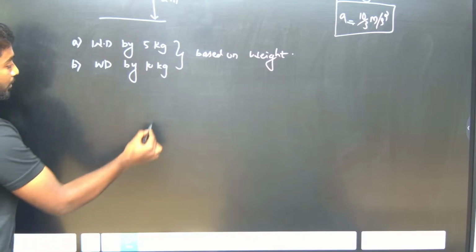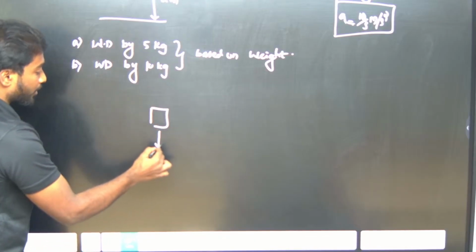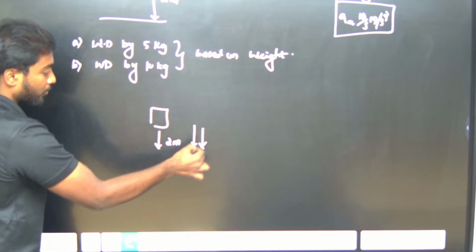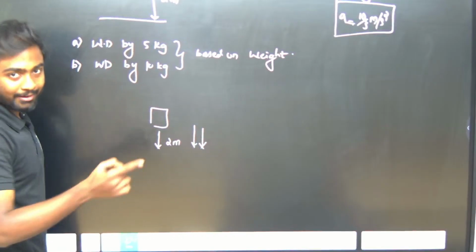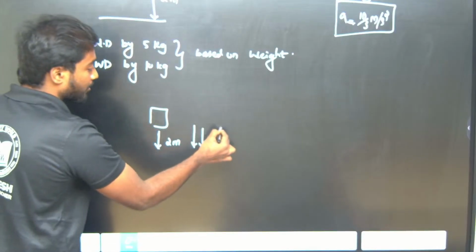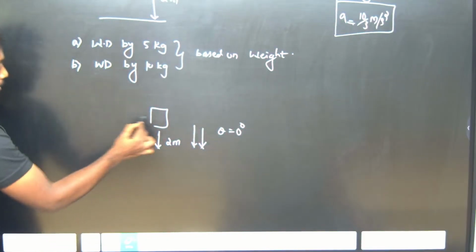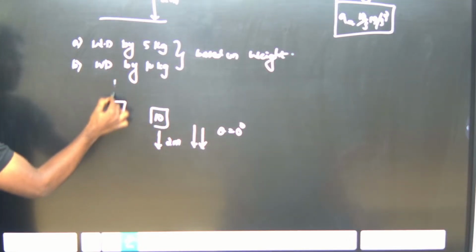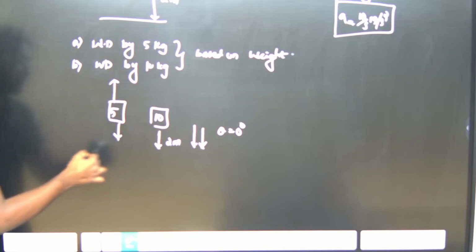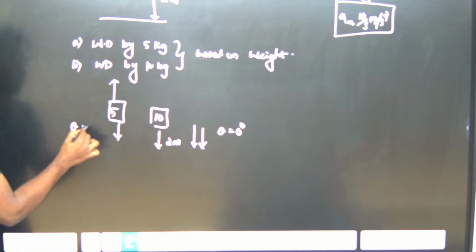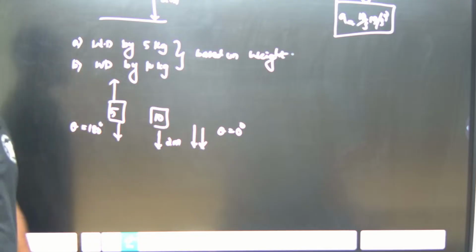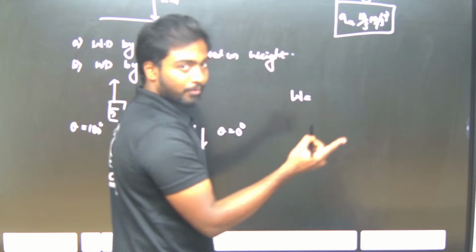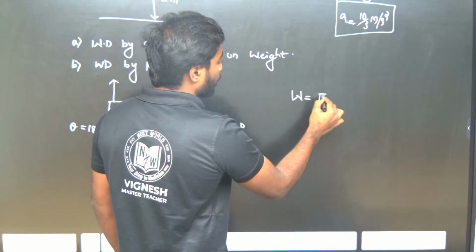Now 10 kg block is taking 2 meters to come down, which is force is in this direction, displacement also in this direction, because gravity is the thing we are talking. So both are in this direction, theta will be equals to 0 degree. This is 10. What about 5 kg? 5 kg block, 2 meter will go upward, but force will be acting downward. So theta will be equals to 180 degree. So work done will be equals to like force into displacement.